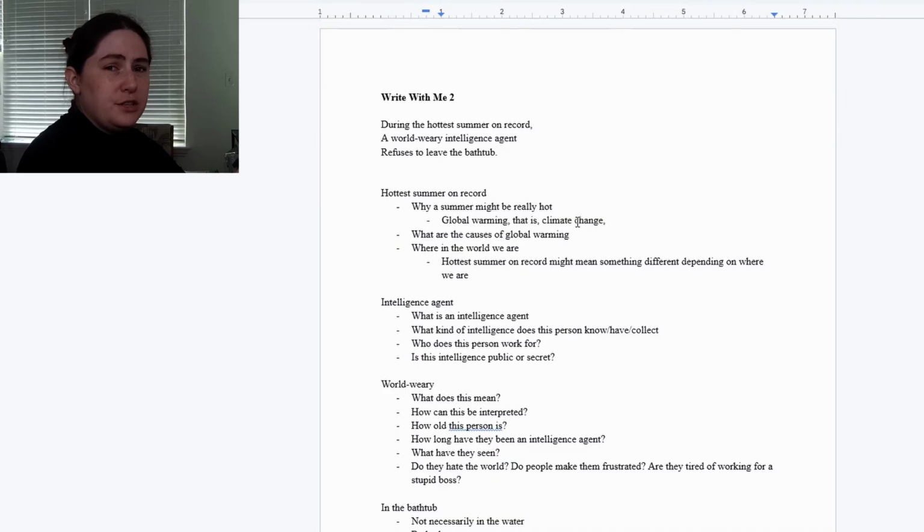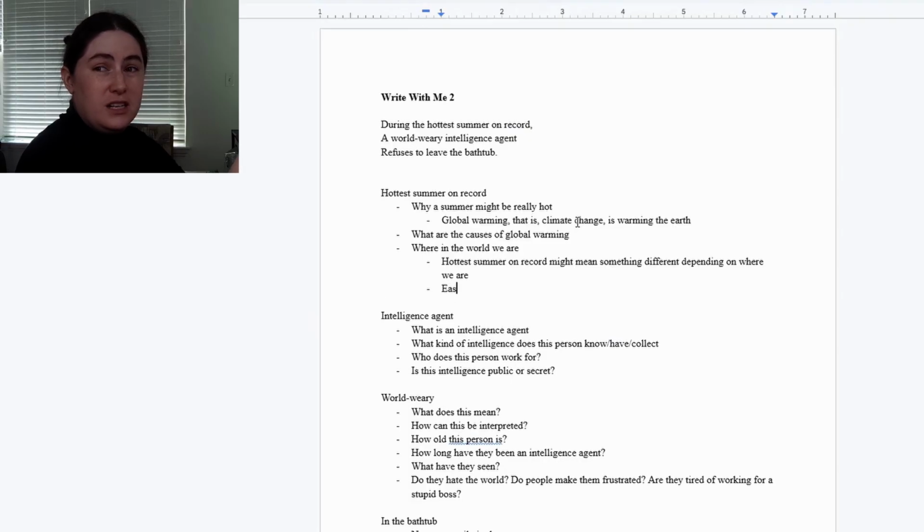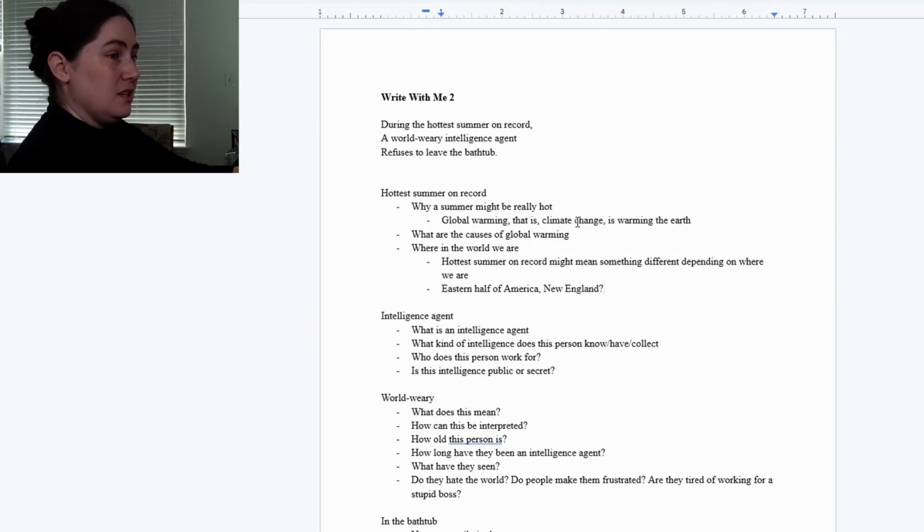I think I'm going to put my character somewhere in America because that's what I know best. In the eastern half of America, actually right now, the eastern half of America is in a kind of massive heat wave, so this might be locally applicable. Let's put the character there. Maybe New England. That's fine, that's a good baseline. Character is in New England, and the summer is really hot because of global warming.